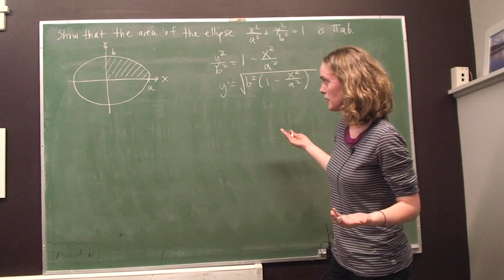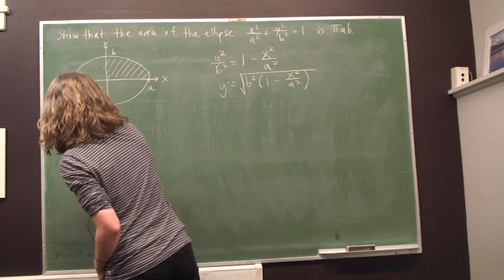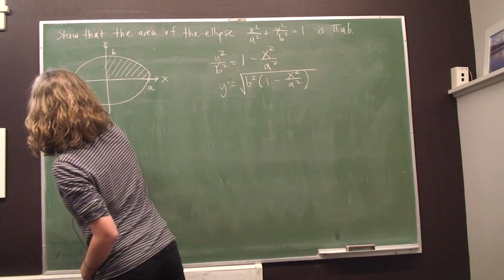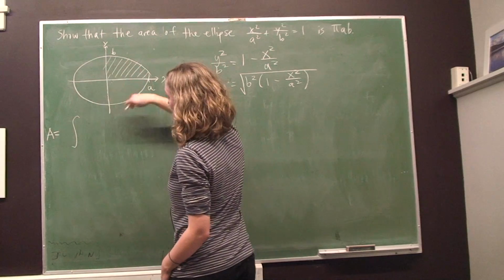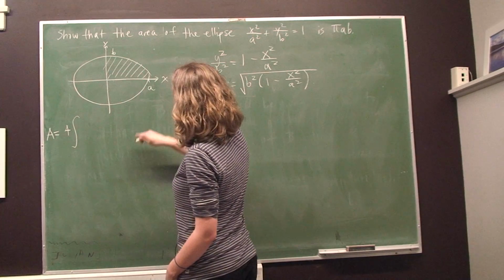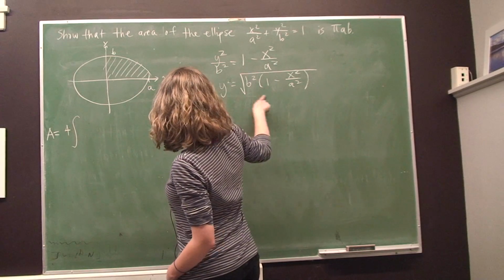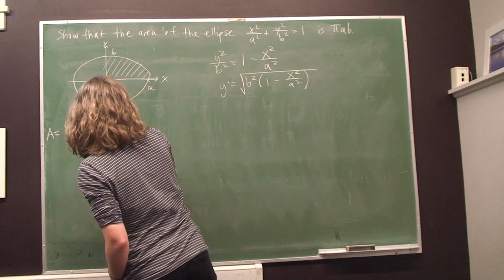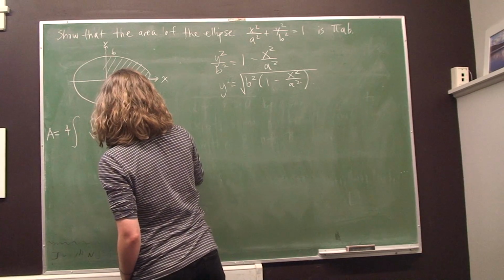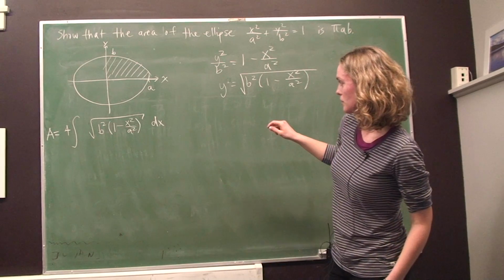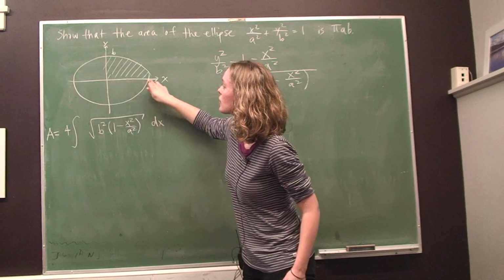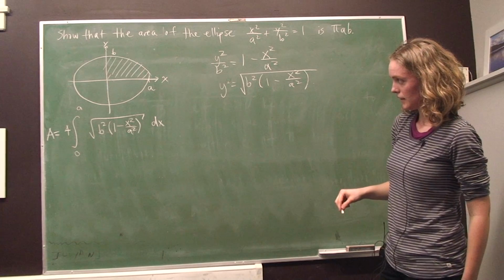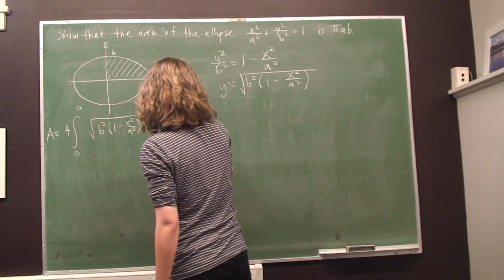So how do I calculate the area under a curve? Well, we just use an integral, right? The area will be 4 times the area in the first quadrant, so I'll put a 4 there, which will be the integral of this equation here, the square root of b squared times 1 minus x squared over a squared, dx. And now we need to find the limits of integration for x. So x is going to start at 0 and is going to go all the way to a. Like that. And now I just want to simplify this a little bit before I go any further.